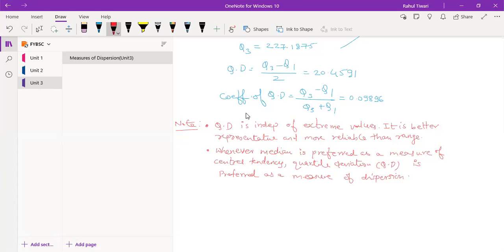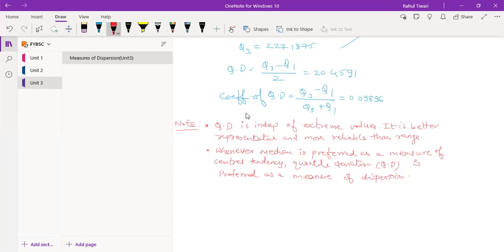So I can conclude that whenever extreme values are there in my data, I am going to use the median, and based on the median, in the case of dispersion, I'm going to use quartile deviation. Just remember, these are the few logical concepts which are very important.